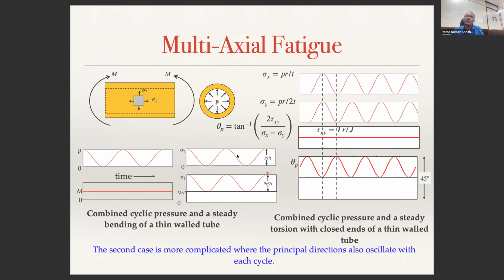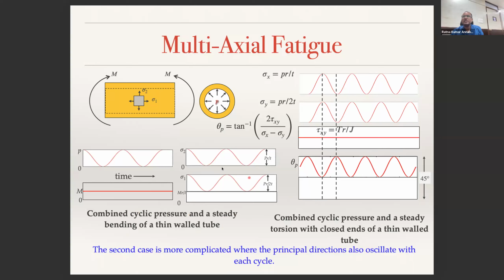That is in one direction. In one direction, it is a fluctuating loading. In the other direction, it is a repeated loading. You can see in the other direction, sigma min is 0. In this direction, sigma min is not 0. So you have a combined cyclic pressure and steady bending of a thin wall tube.